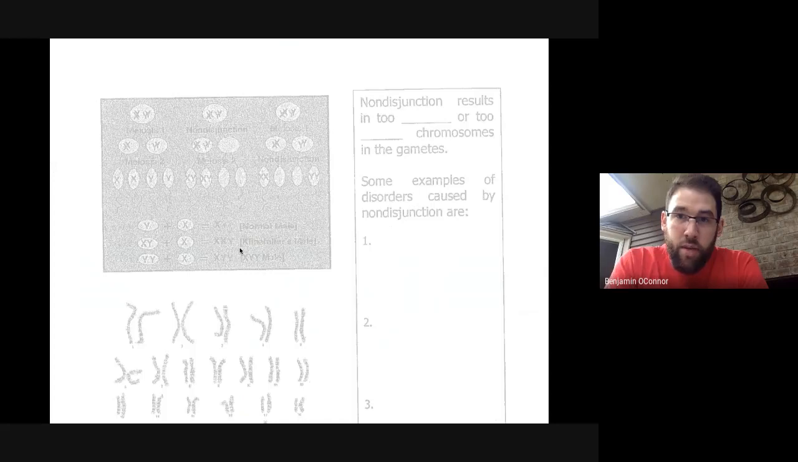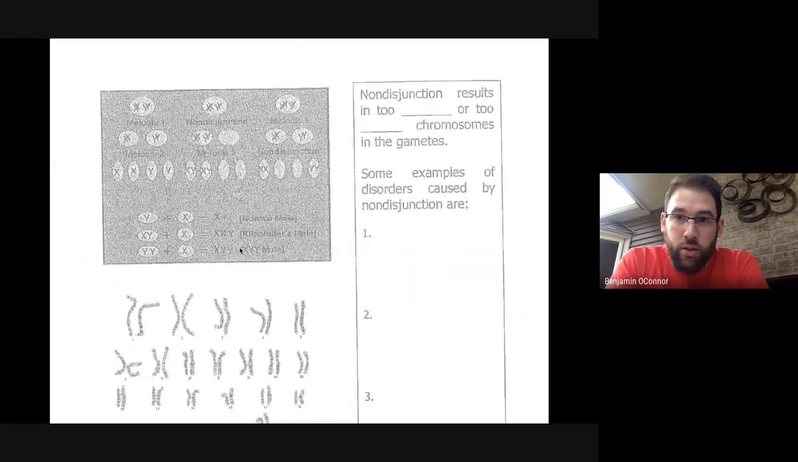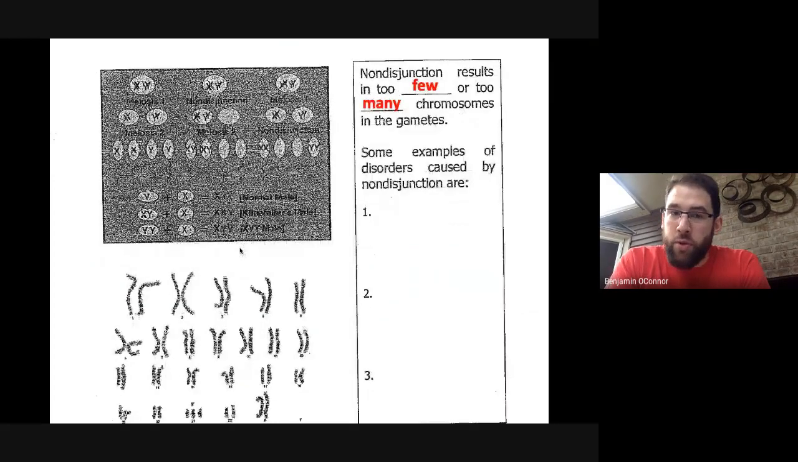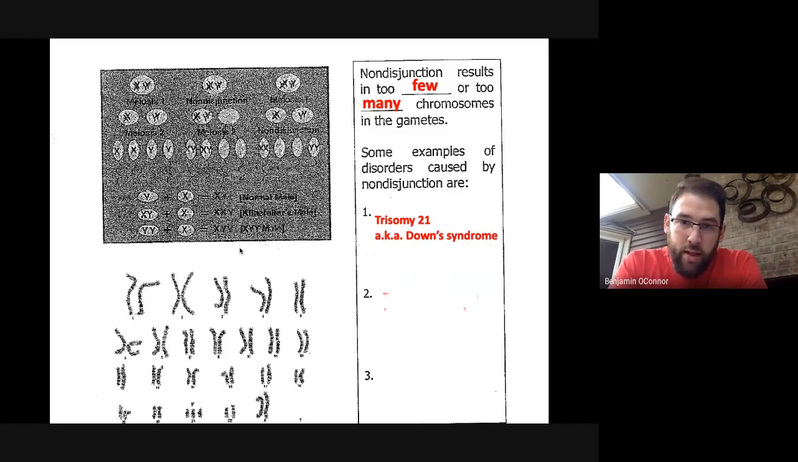And I believe this next slide is our last slide. Non-disjunction results in either too much or too little. You don't want gametes being produced with an incorrect amount of genetic information. We know that we need a total of 46 chromosomes once mom and dad's genetic information combines. So we can see that too much, we talked about trisomy 21, that's Down syndrome. Turner syndrome, monosomy. And then also Klinefelter syndrome.